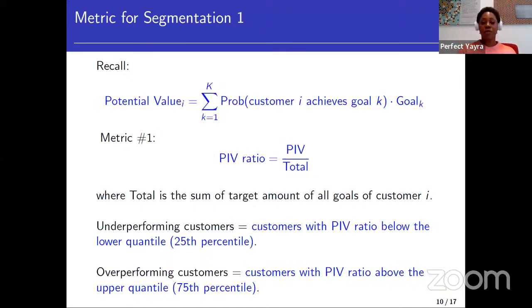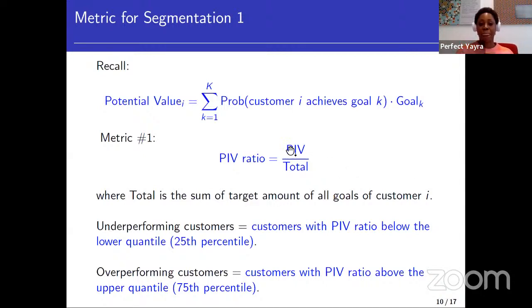So now I will talk about the metric for segmentation. After we've finished estimating the probability and estimating the potential value, how do we identify who is a customer who is underperforming or a customer who is overperforming?